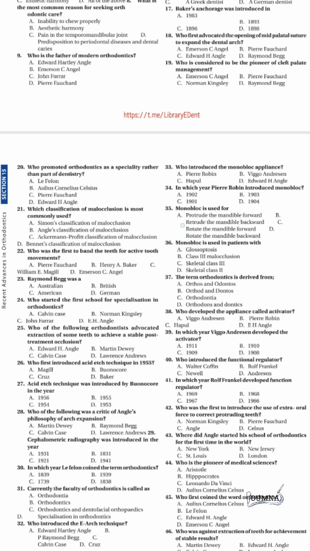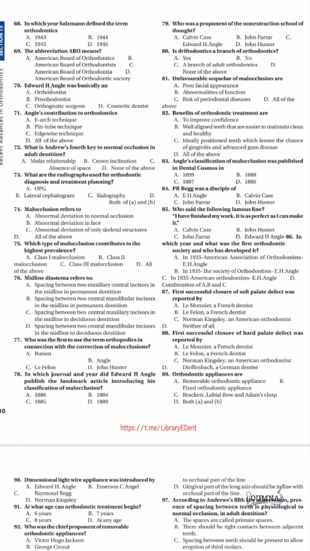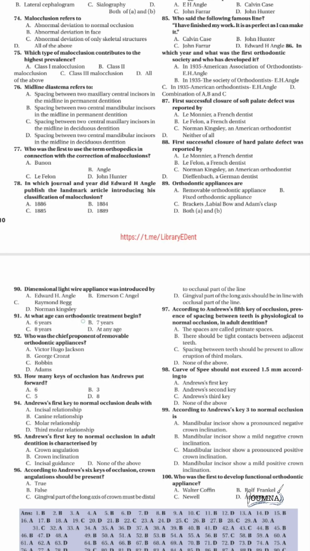The monoblock's main function is to protrude the mandible forward, so it is used in class 2 skeletal malocclusion. Edward Angle was basically a prosthodontist. Malocclusion is the abnormal deviation from normal occlusion.